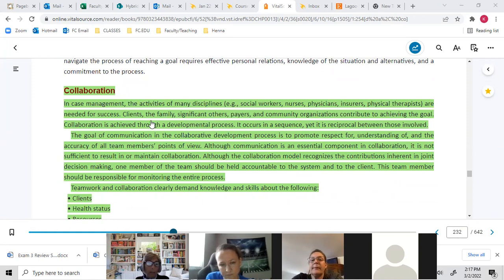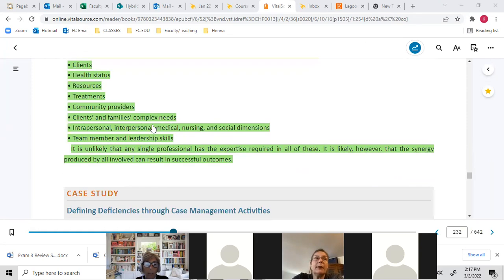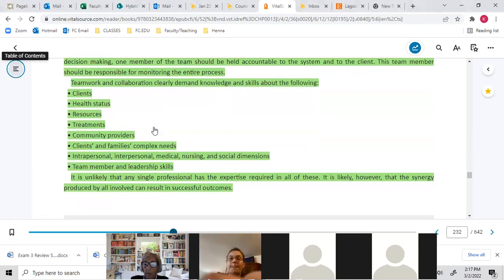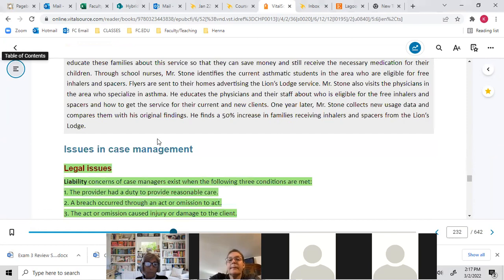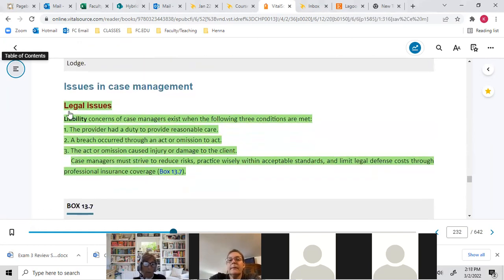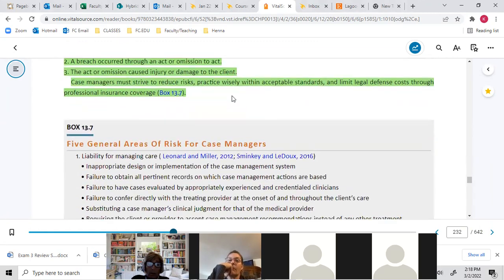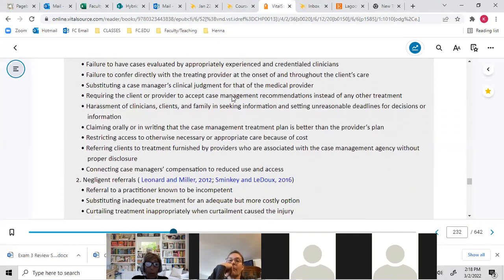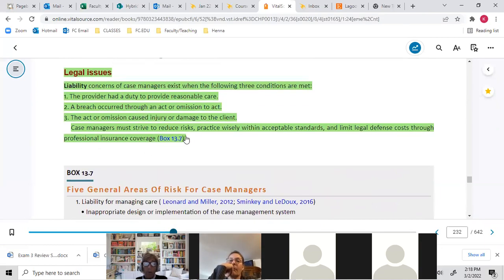Okay, and here I highlighted this section because collaboration is so important in case management. If you want to read through that, that's great. Page 232. Again, this was the legal issues, liability concerns with case manager. You have to meet the criteria of all three of these in order for liability or malpractice to be in play. Case managers must strive to reduce risks, practice wisely within the acceptable standards, limit legal defense costs to professional insurance coverage. And that's totally up to you, whether you seek additional professional insurance coverage.